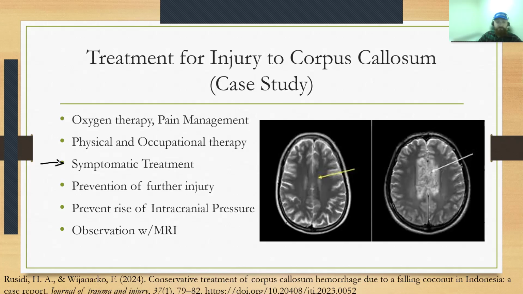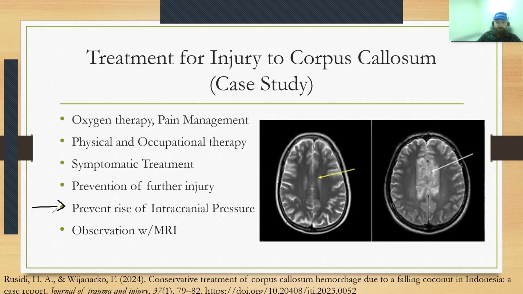Also, symptomatic treatment. So if something comes up, maybe there is that alien hand syndrome, maybe there needs to be a protection mechanism for that. So again, that's treating a symptom, not necessarily treating the cause, but symptomatic treatment is treating the after effects, thus needed. Another big thing is the prevention of further injury. Again, if it's only partly injured, it's still an injury, but let's prevent further injury as well.